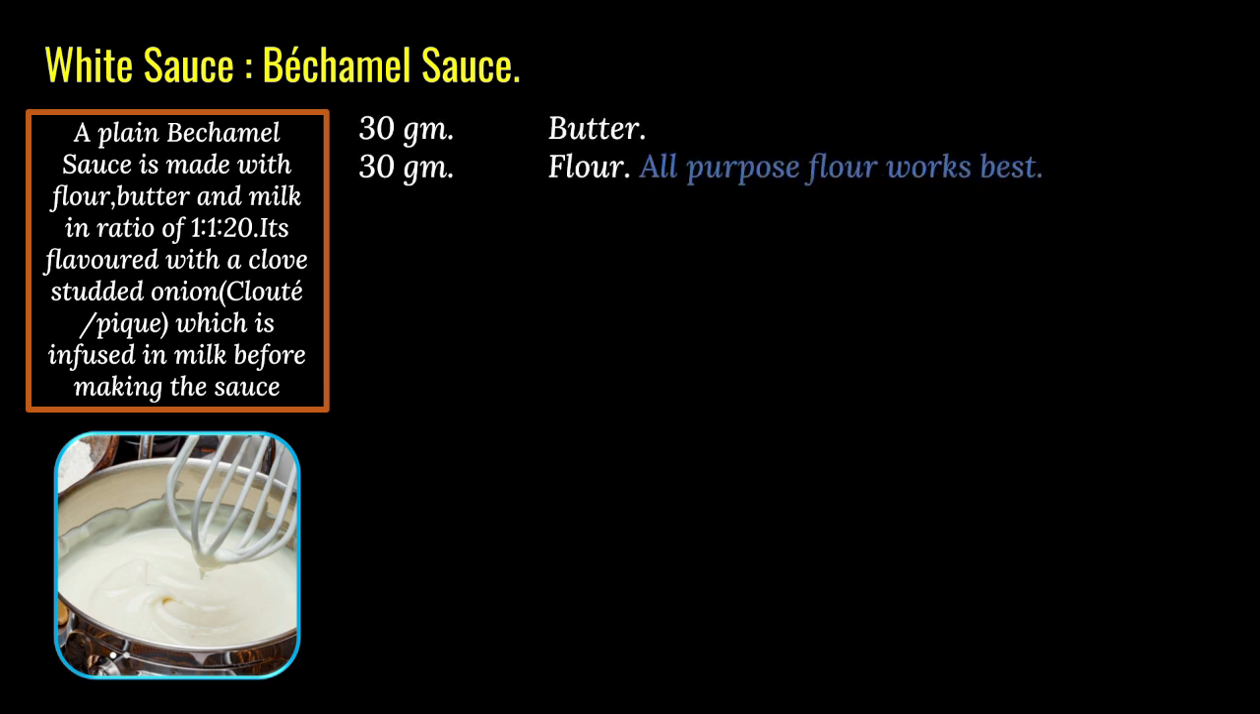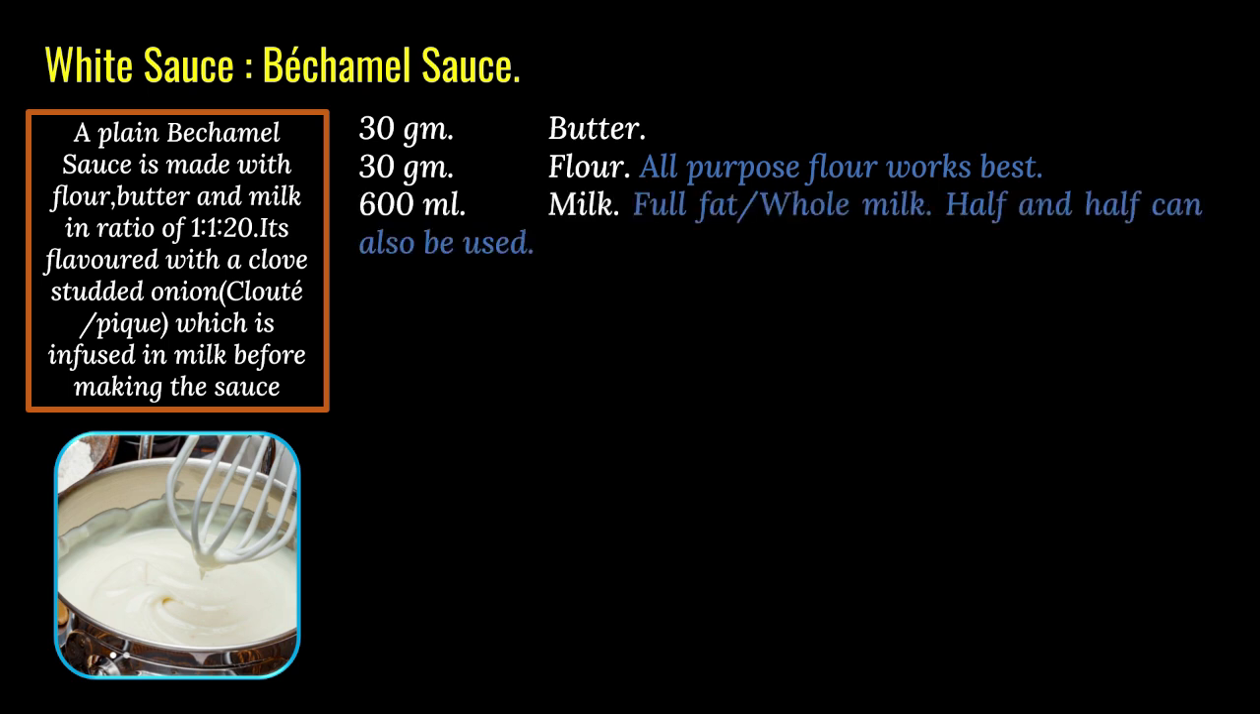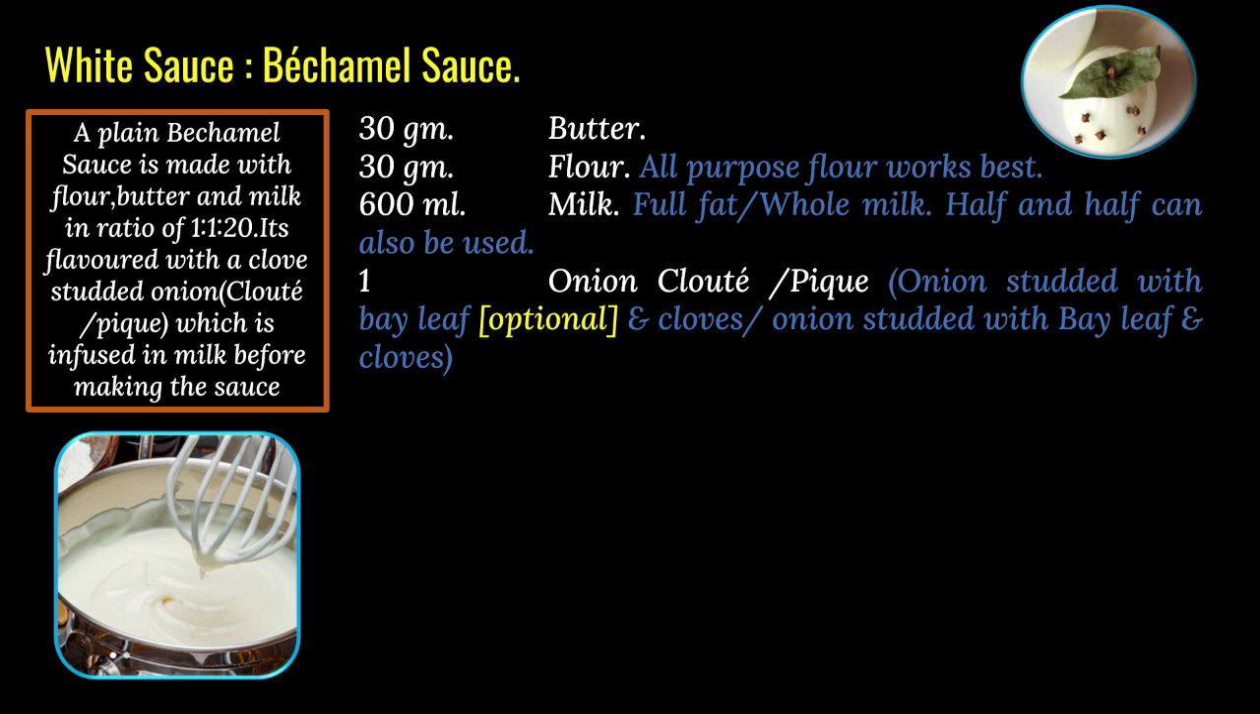30 grams of butter, 30 grams of flour, preferably all-purpose flour, 600 ml of milk. We have mentioned the ratio 1 to 1 to 20, so accordingly, 20 parts of milk are required. And one piece of onion clouté or piqué. This you remember: onion clouté is the onion studded with bay leaf, that is optional, and cloves.